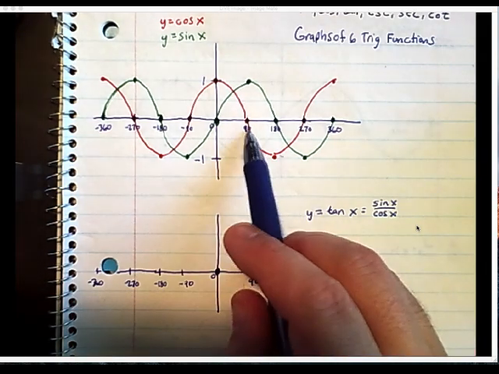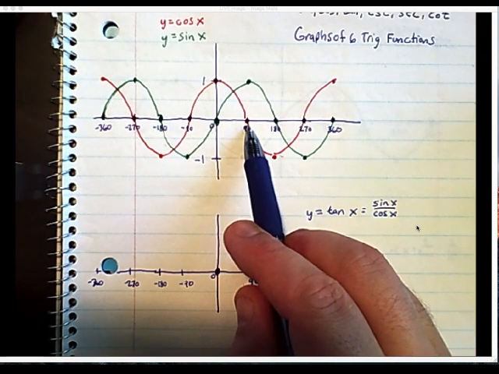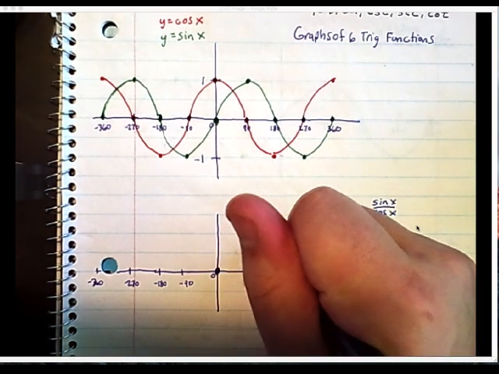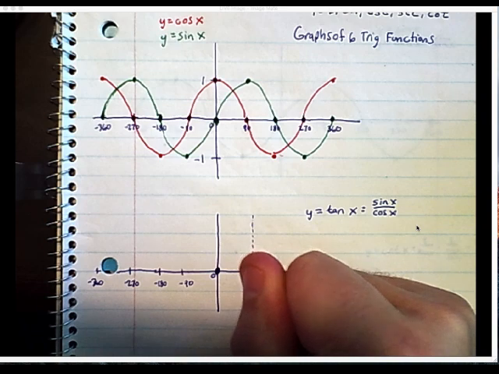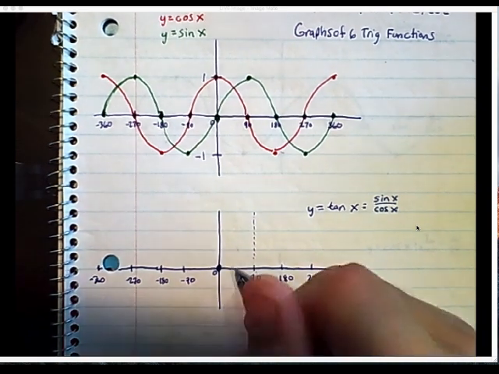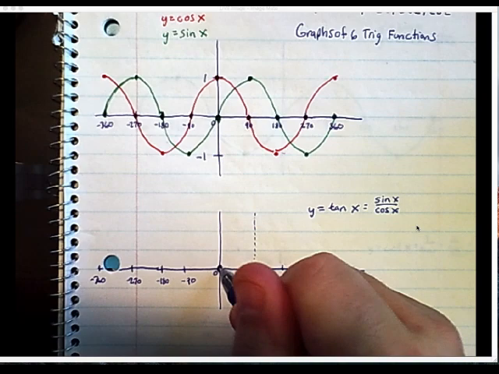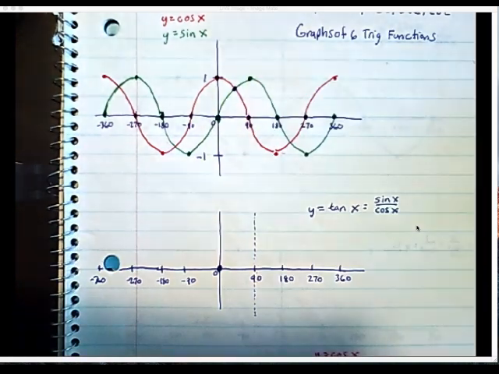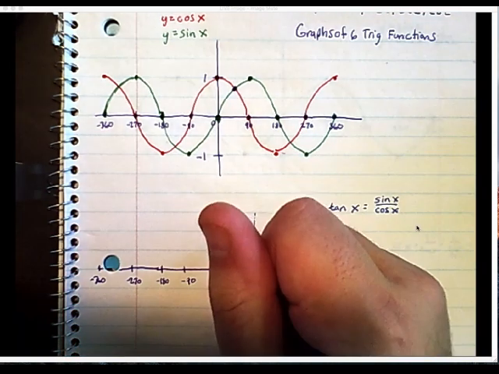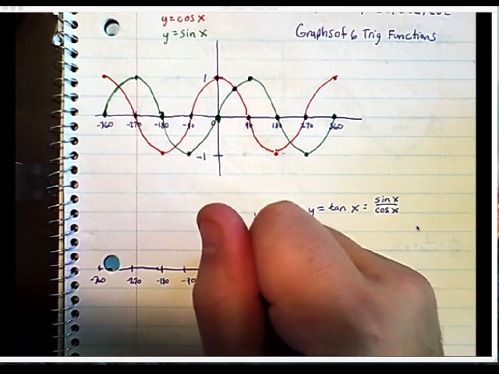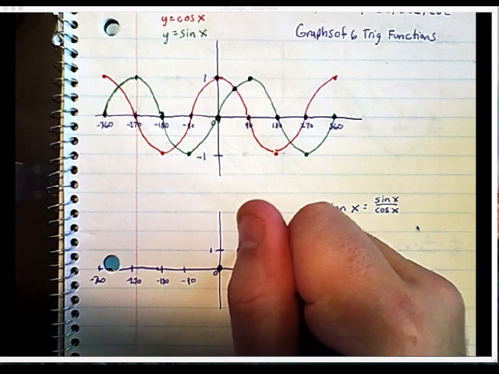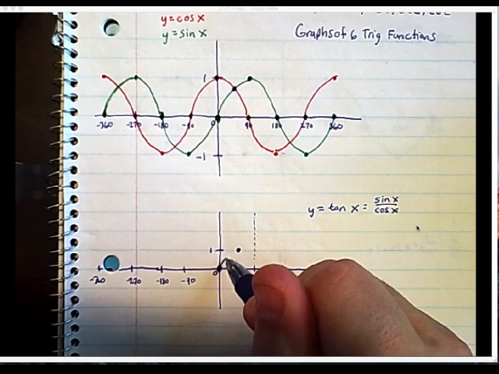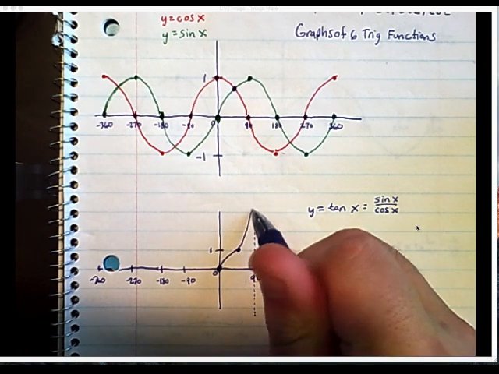And even at 90, at 90 degrees, the cosine is 0. You're not allowed to divide by 0. So what that does is it creates a vertical asymptote in the graph. But between 0 and 90, it goes up. And actually, exactly at 45 degrees, the values are the same. So right at 45 degrees, the tangent would be 1. But after 45 degrees, it goes up towards infinity.